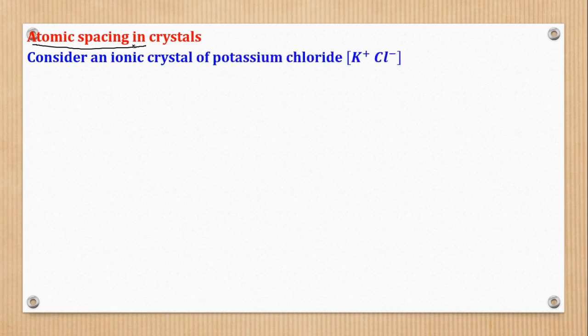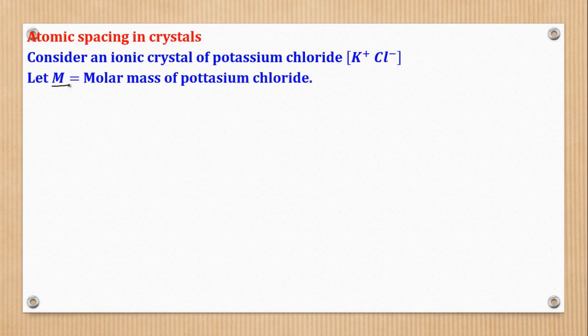So now we shall go to what we call atomic spacing in crystals. So it is still under X-ray diffraction. So we shall consider an ionic crystal of, say, potassium chloride. In chemistry, I think you know that potassium is K and chloride is Cl. So potassium is positive and chloride is negative. If capital M is the molar mass of potassium chloride, it implies that the mass of an ion pair is equal to M over Na. So Na is the Avogadro's constant.